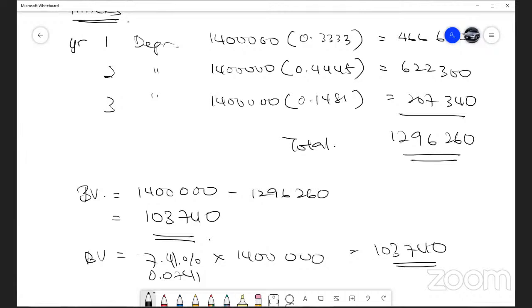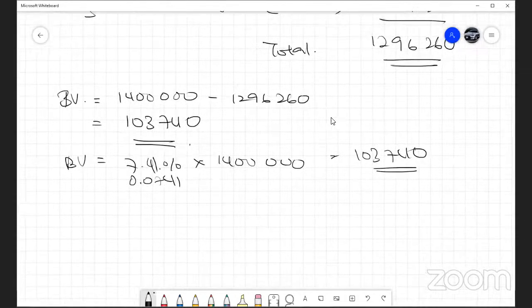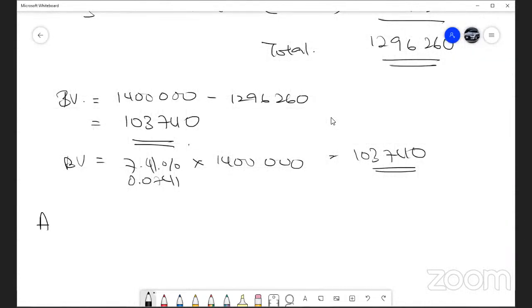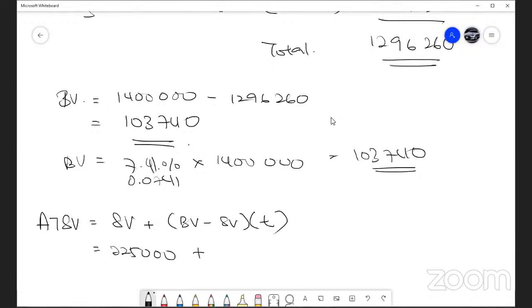Remember, the whole thing affected your depreciation and affected your salvage value. That's why we're counting the book value now. We count this book value to count the after tax salvage value, which we did just now. So the formula again is salvage value plus book value minus salvage value multiplied by tax. The salvage value, same as the previous question, is 225,000. But just now book value was 0.